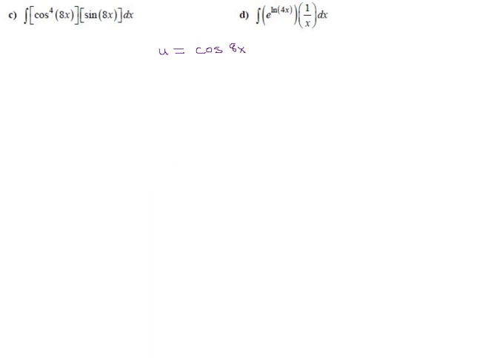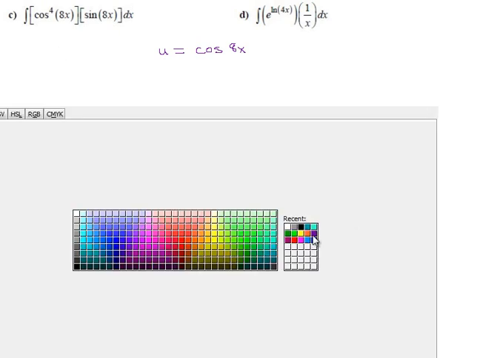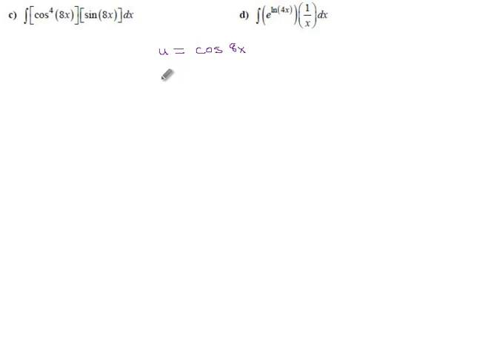But if we use just cosine 8x, I think things will go fairly smoothly. The derivative of cosine is negative sine 8x times the derivative of 8x, which is just the number 8, and a dx pops out at the end. So if I pretty that up a little bit, du equals negative 8 sine 8x dx.